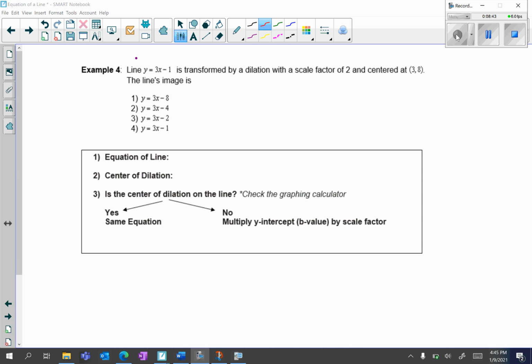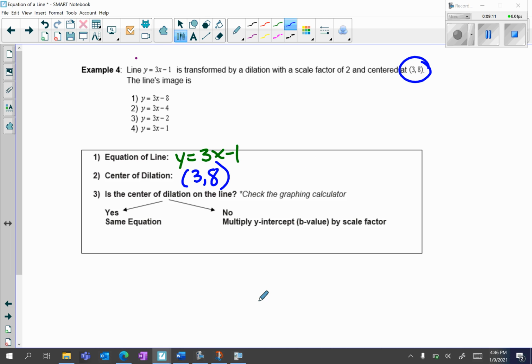Let's look at another example. The line y is equal to 3x minus 1 is transformed by a dilation with a scale factor of 2 and centered at 3, 8. The line's image is... So same procedure as before. The equation of the line is y is equal to 3x minus 1. What's the center of dilation? It's 3, 8. So is the center of dilation on the line?